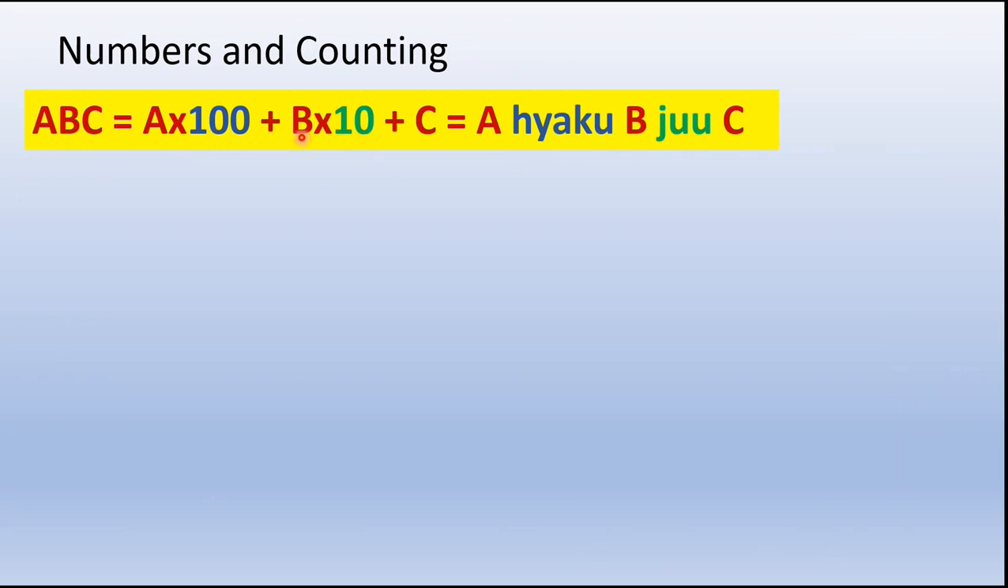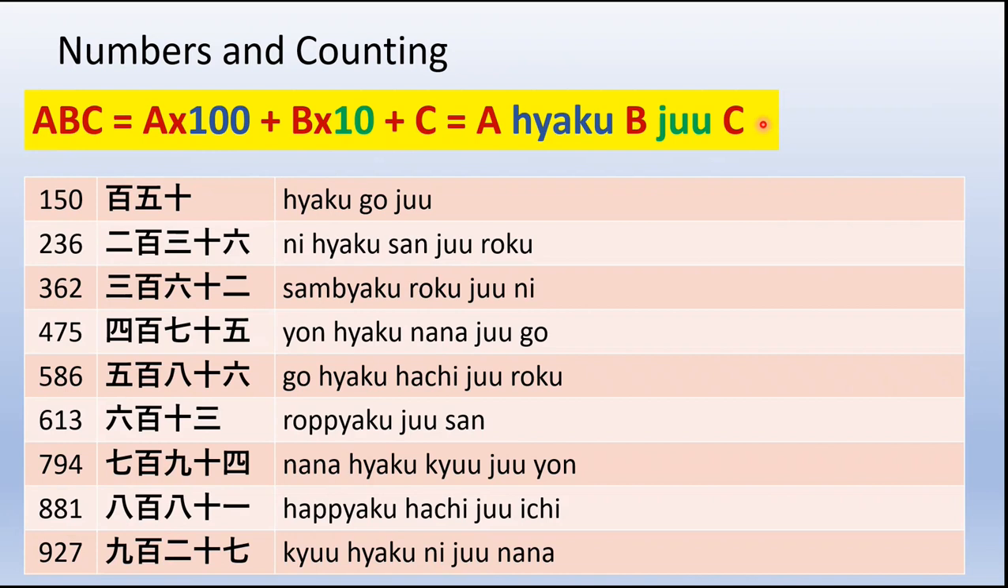After that, we have B here. For the tens place, we have ju here. And then for the unit C, we have C directly. So ABC becomes A hyaku B ju C. A very simple and generic method. So these are some examples of 3-digit numbers. First is 150. This is 100 and this is 50.